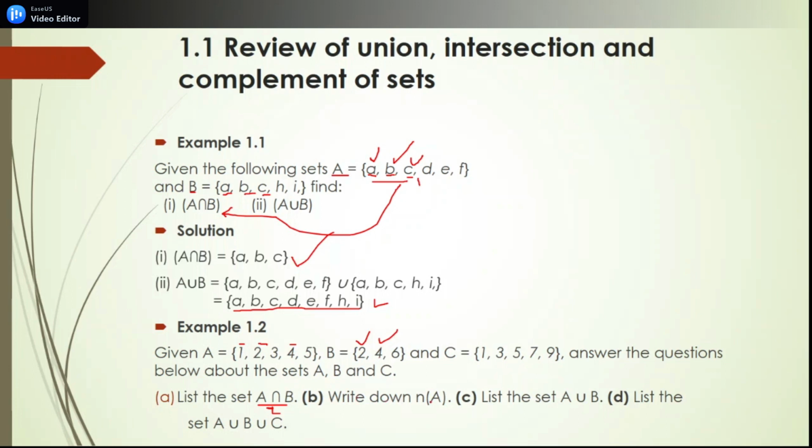Write down the cardinal of A. We count the elements of A: 1, 2, 3, 4, 5 is 5.